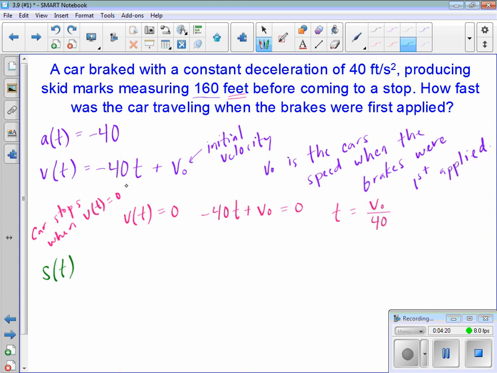What would be the antiderivative of the negative 40t? Negative 20t squared. And the antiderivative of this would be what? V naught t. And then we would have our initial position. How far has the car gone from when we first applied the brakes right at the beginning? The initial position would actually be 0, wouldn't it? We didn't actually move anywhere. So here we can really cross this off. And let's just write the constant.